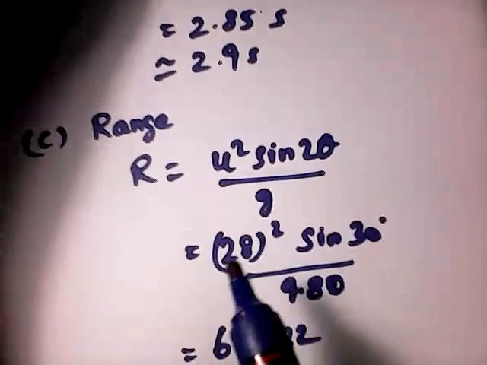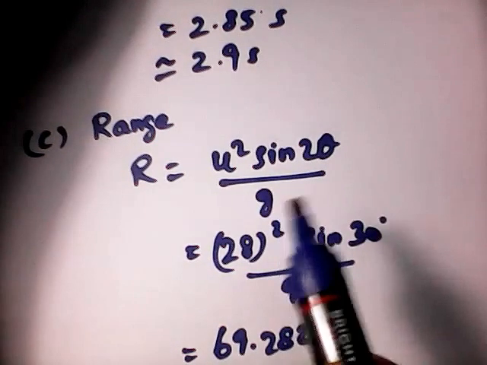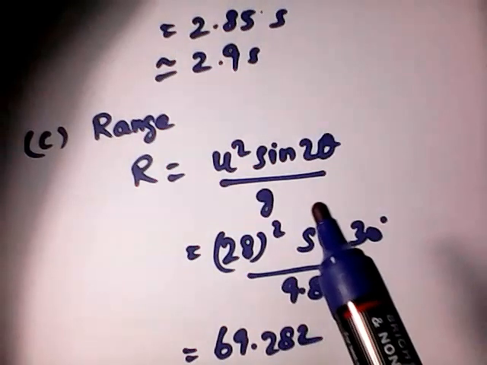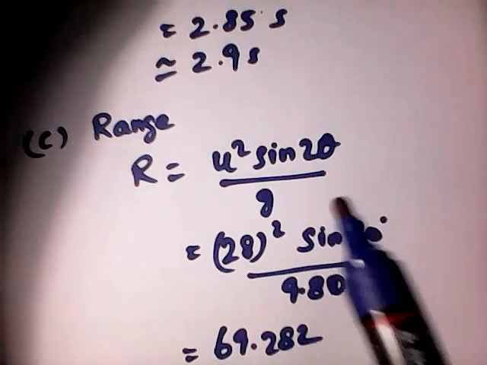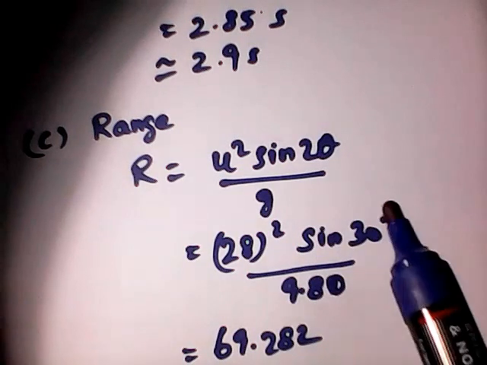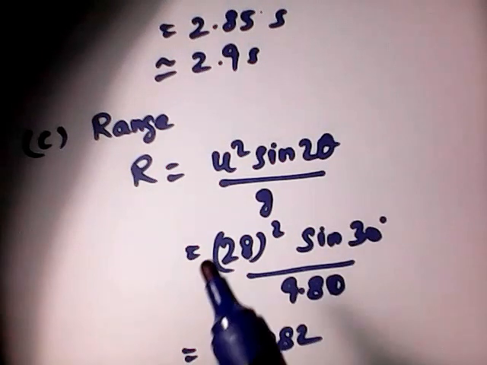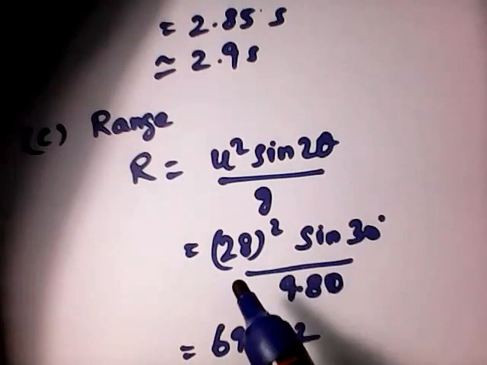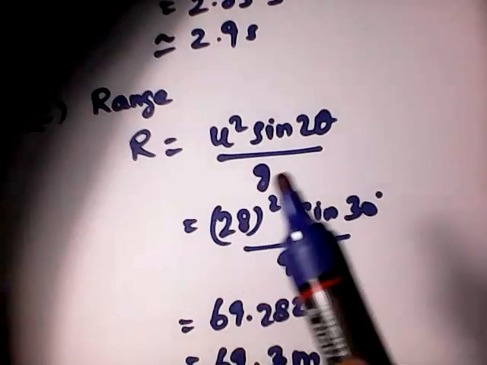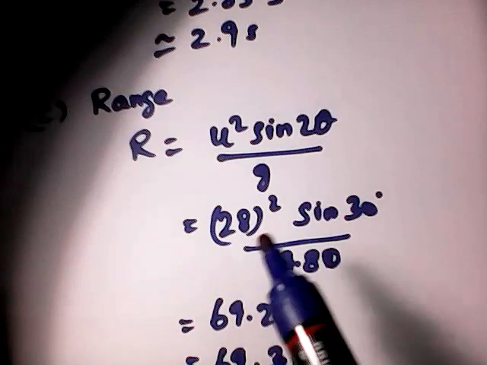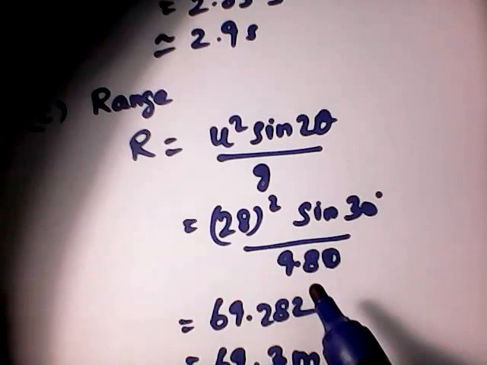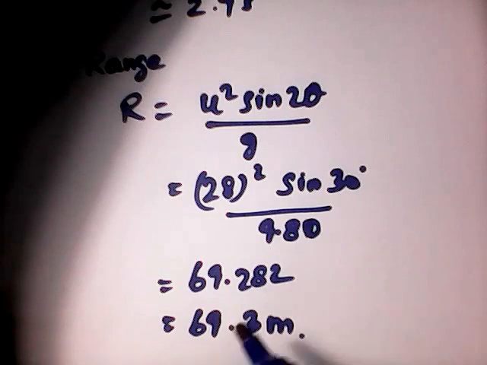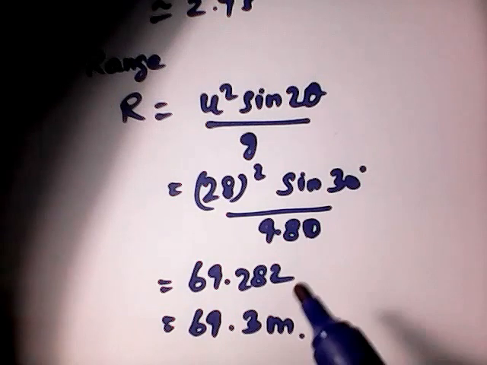Similarly, the range. The range is the maximum distance that it can travel in the horizontal direction. Here they are asking for the horizontal distance from the thrower to the point where the ball returns to the same level. That is, indirectly they are asking for the horizontal distance on the other side at the same level. So it is understood, it is R. R is equal to u square sin 2 theta by g. Replacing the values for u and theta, that is 28 and 30 degree, and g value 9.8, we get 69.282, which is 69.3 meter.